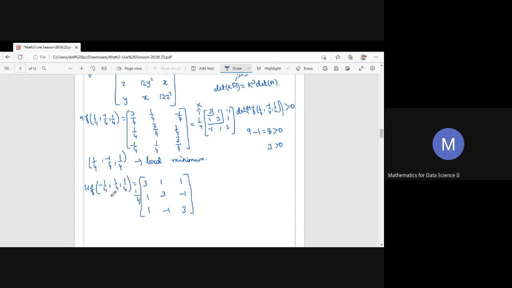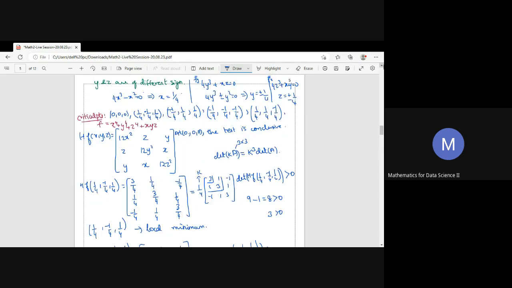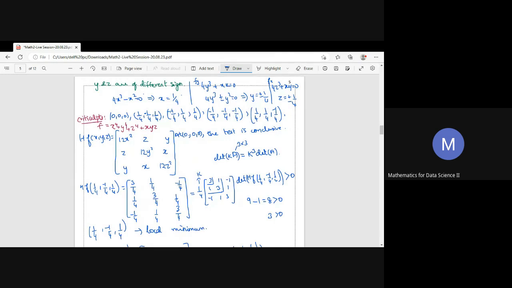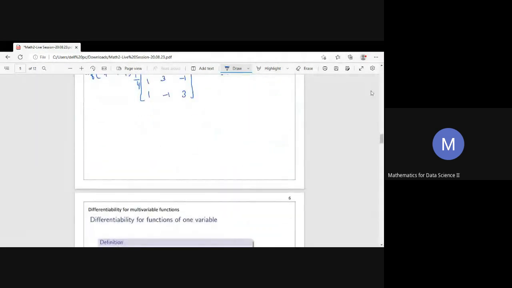Now, again, what is the determinant of this matrix? Again, you are going to get the same value for this matrix as well, which is again positive. This is the same, and this is also the same. So nothing has changed. You can also observe that whether for this or this, I guess for everything, the determinant is the same. The determinant is going to be just positive.